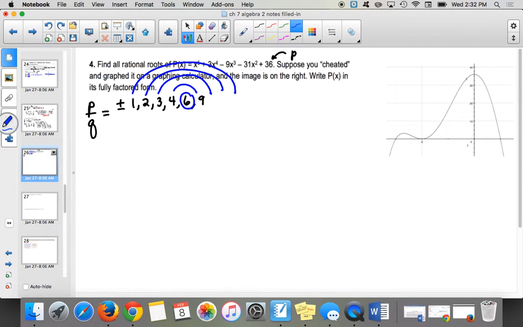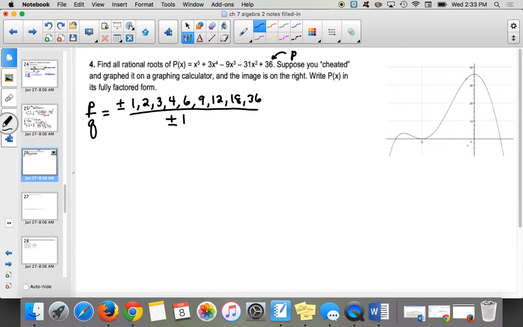Let me not get rid of my blue here. I'm going to write them again. So we have 12, 18, and 36. That's a lot of factors. Can you imagine if Q was just as big? Oh my gosh, it would be terrible. But Q, we luckily just have 1. So we have 1, 2, 3, 4, 5, 6, 7, 8, 9 times 2, because plus or minus, 18 possible places where it can cross the x-axis.